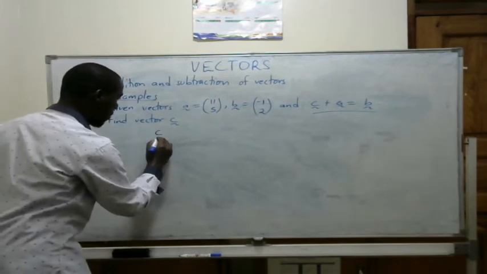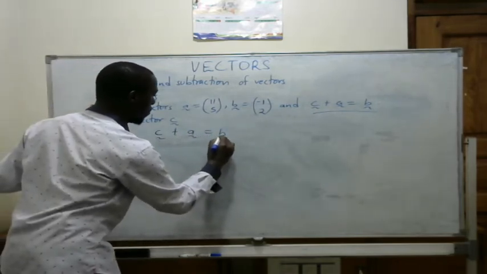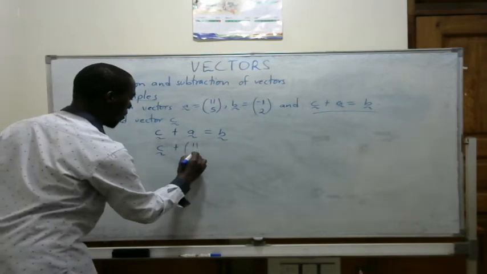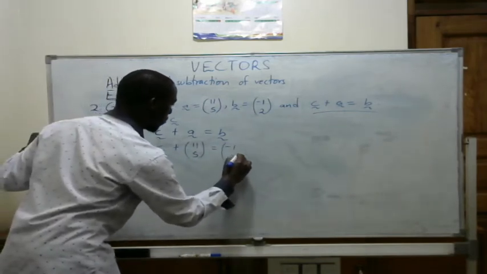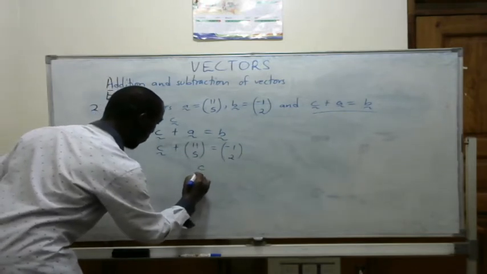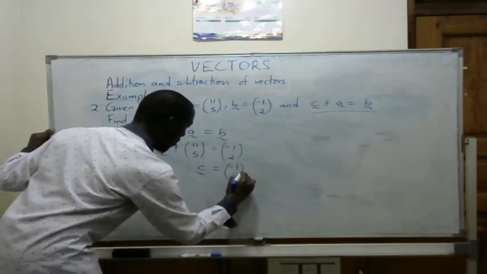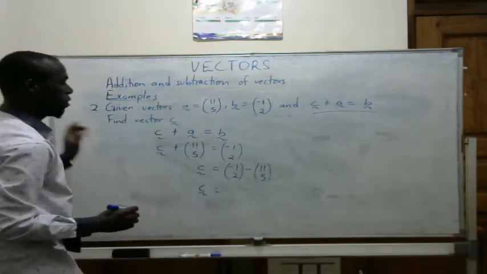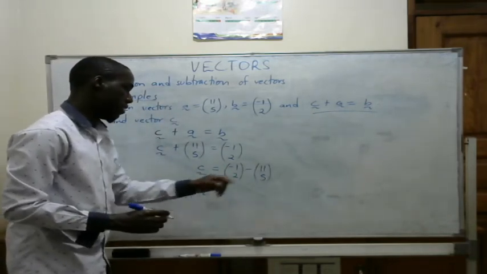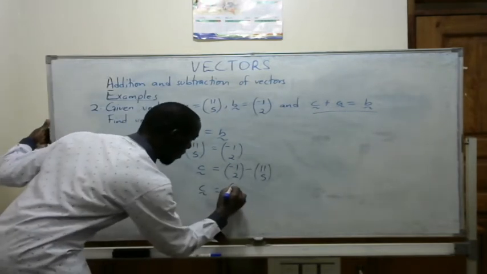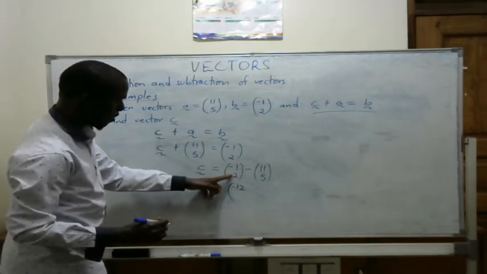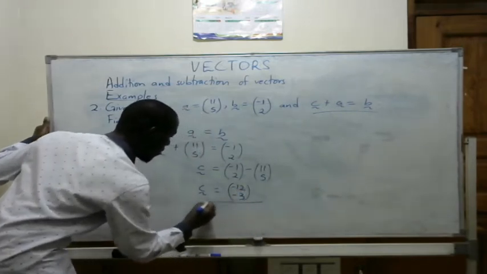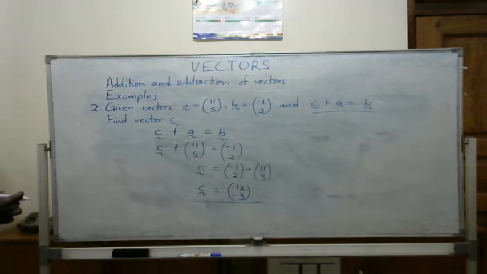So I'm going to first write the lead: C plus vector A is equal to vector B. C is the one I'm looking for. I substitute these ones that were given in the question: C plus (11, 5) is equal to (-1, 2). I take this vector to the other side, so C is equal to (-1, 2) minus (11, 5). When I subtract, -1 minus 11 is -12. Then 2 minus 5 is -3. So that is my vector C.